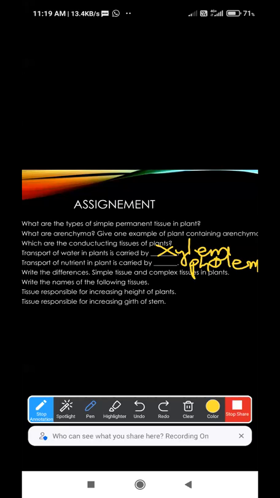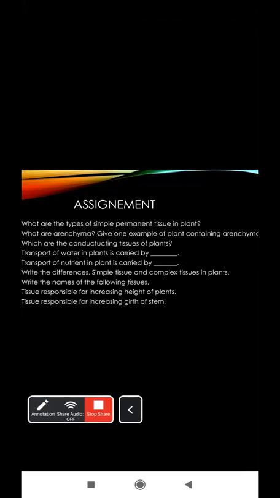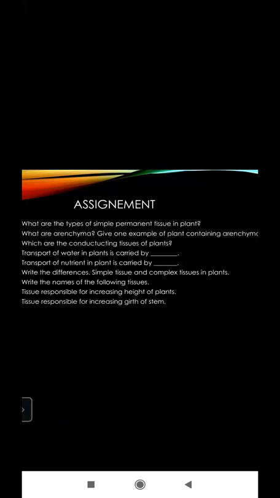Now, write the difference between simple tissue and complex tissue. It is very simple as we discussed now. Simple tissue is made up of one single cell type. Complex tissue is made up of more than 2 different cell types. Types of simple tissue: parenchyma, collenchyma, sclerenchyma. Types of complex tissue: xylem and phloem.